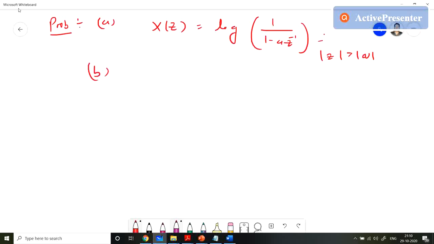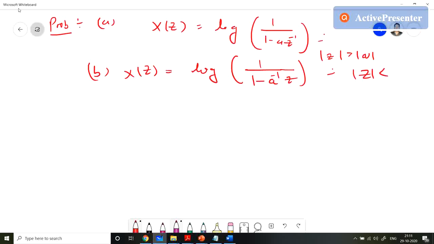And the problem B is X(z) equals log of 1 divided by 1 minus a inverse z, and the ROC is modulus z is less than modulus a. So these two problems we have to solve. So let us solve these two problems.